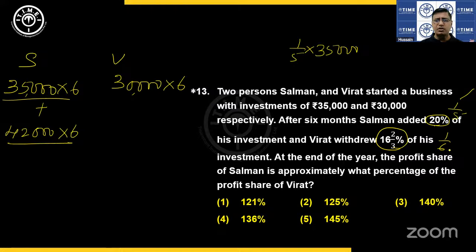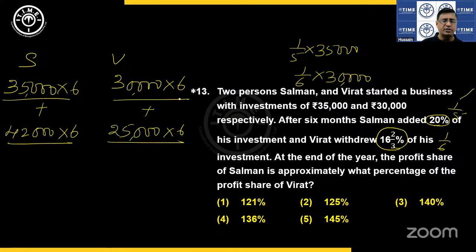Whereas Virat withdrew 1/6 of the value. 1/6 of 30,000 is 5,000. 5,000 is withdrawn, which means the remaining is 25,000 for the remaining part of the year. By adding these two, we get the Virat investment. Simplify this. In all these 4 parts, 6 is common, so simply cancel it. Now zeros also we can simplify. 3 zeros, so cancel the 3 zeros.